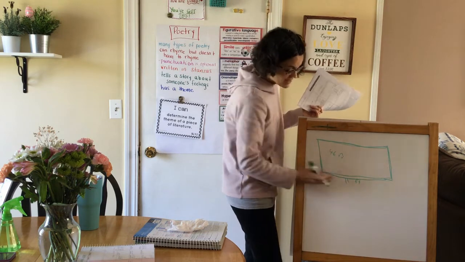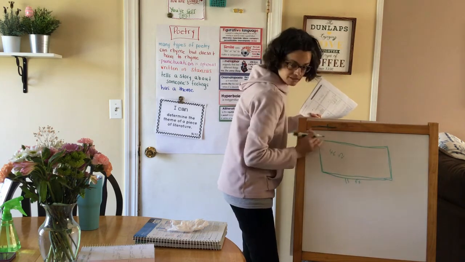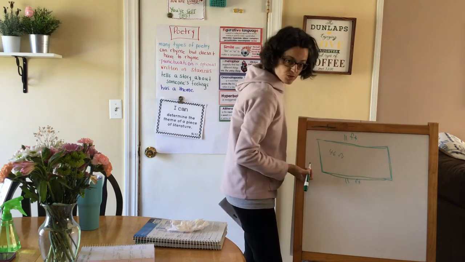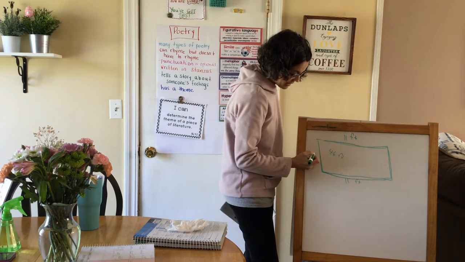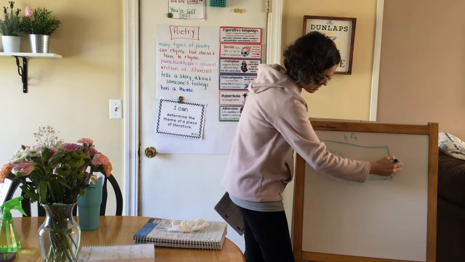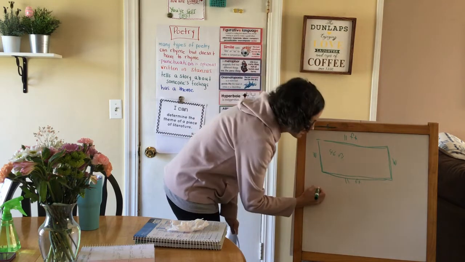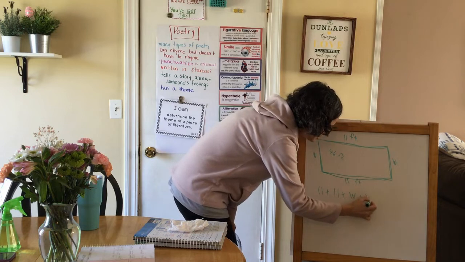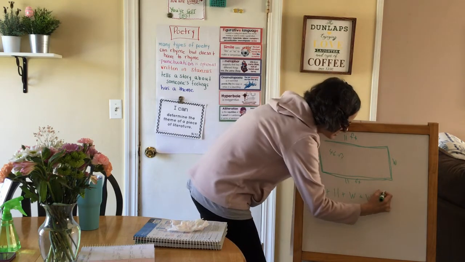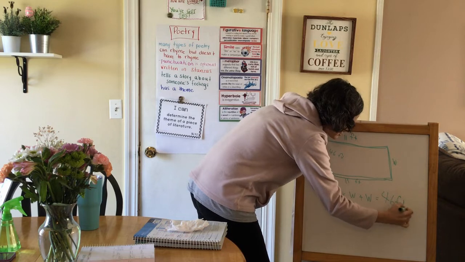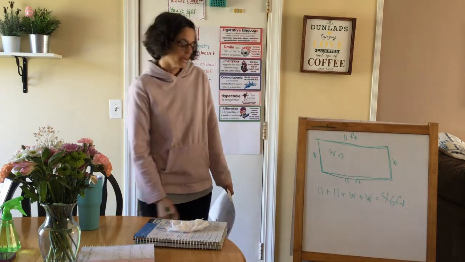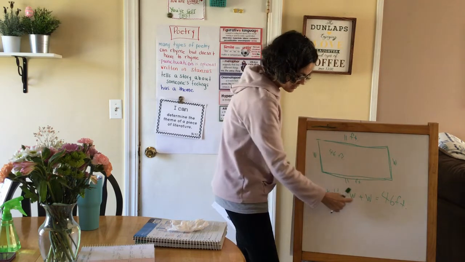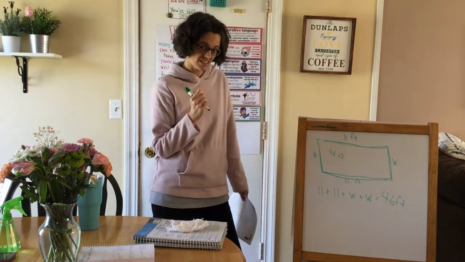Okay? Well, if this is 11 feet, well, what's this? 11 feet. I don't know what this is. Those are my variables. So I'm just going to pick W because for width. All right, so I know that 11 plus 11 plus W plus W is going to give me 46 feet. Okay, because I have to add up all my sides. This, this, this, and this. And that's what I did down here. 11, 11, W, W is 46 feet.